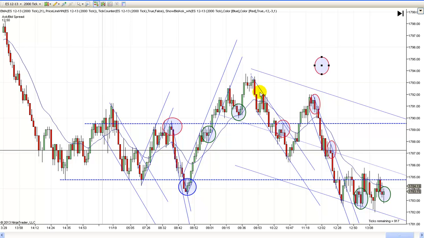Even your runner would have survived by a single tick there, and you could have ridden that one all the way back down here as well until you get the break.